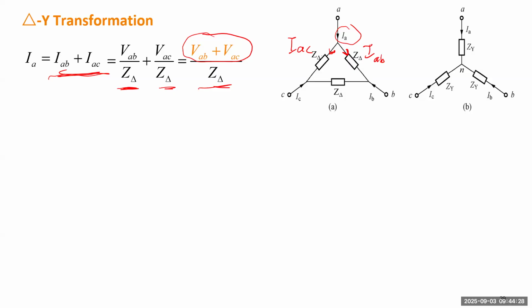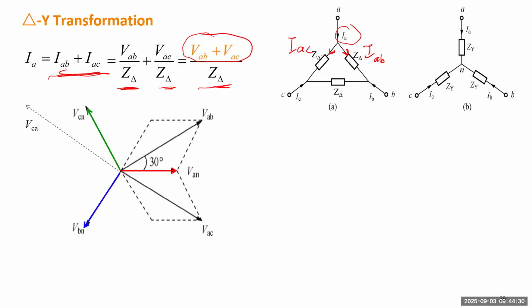So we want to understand what this phasor is, so we can utilize the phasor diagram. In the phasor diagram, we use VAN, the phase A voltage, as the reference. We have proved VAB will be leading VAN by 30 degrees, right? VAC is symmetric about VAB, will be lagging VAN by 30 degrees, but they have identical lengths. So what is VAB plus VAC?